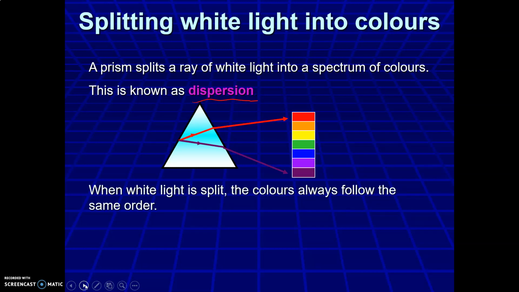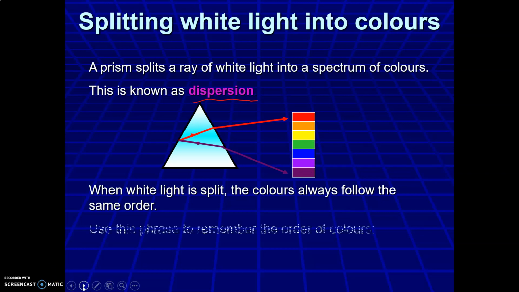When the white light is split, the colors always follow the same order. So you will find the order of the colors is the same whether you see it in the sky or you see the dispersion of the white light in any prism. They will always come in that order. It starts with red, orange, yellow, green, blue, indigo, and then violet.